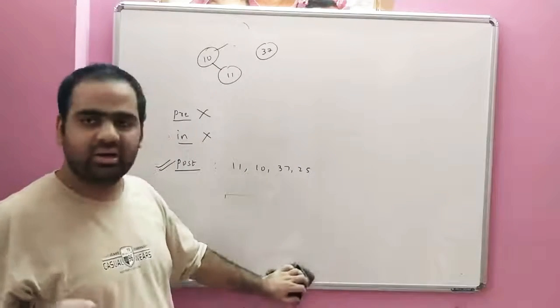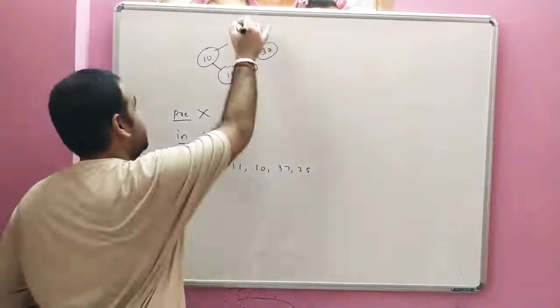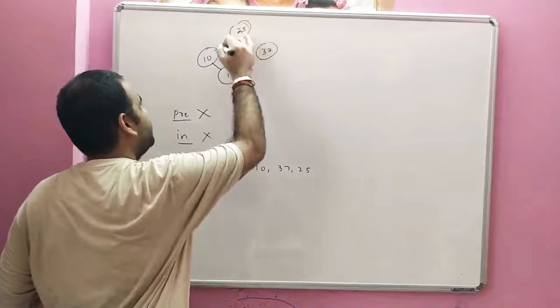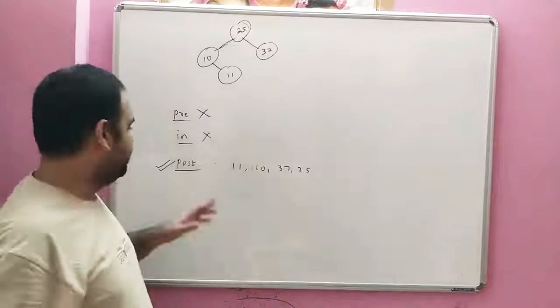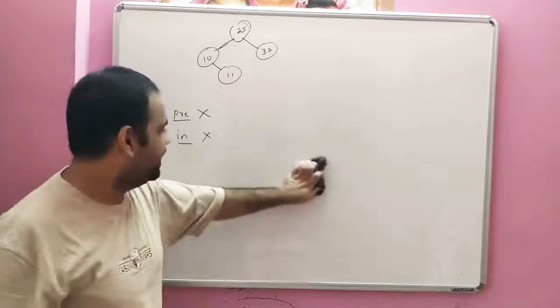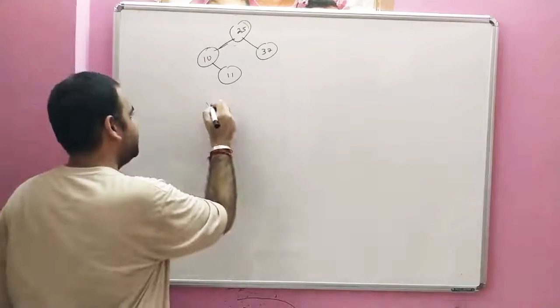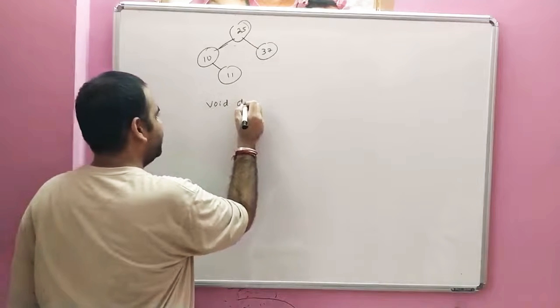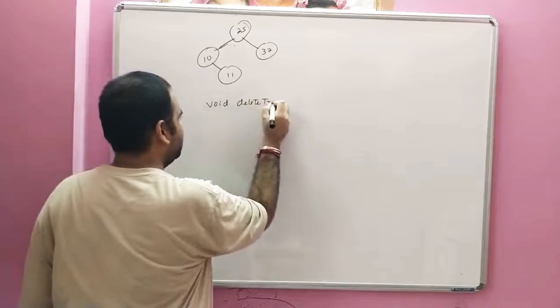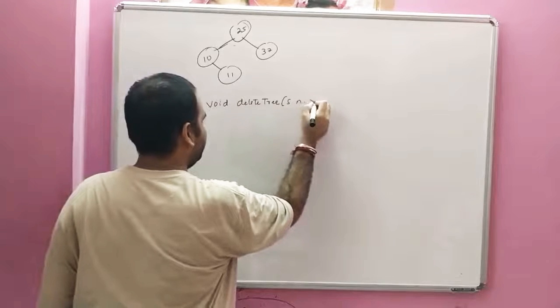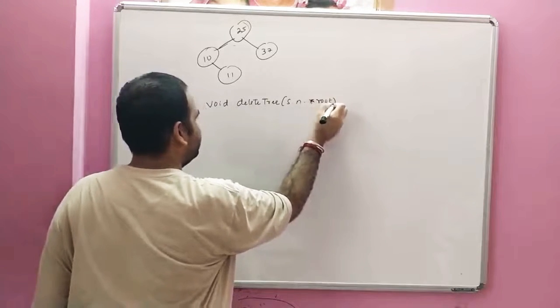Therefore, level order traversal can also be used to delete a binary tree. Right. But let me use the post order traversal of the tree and show you how to delete the binary tree. Now how do you delete it? We will write one function called delete tree, and what do we need? We need the root of the binary tree.